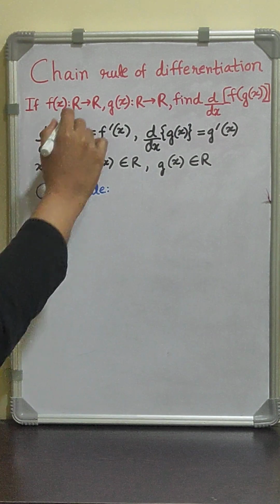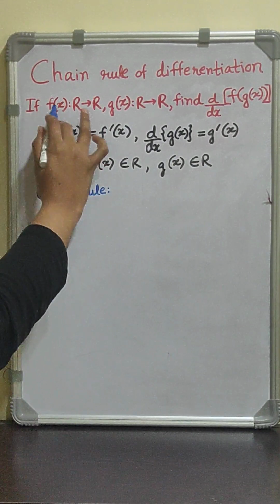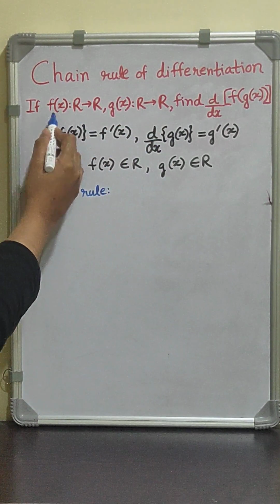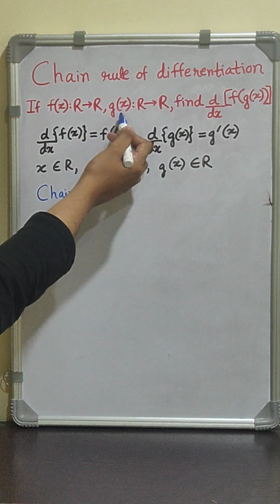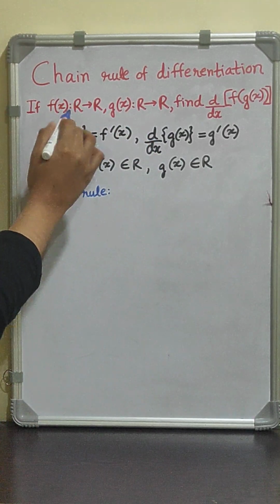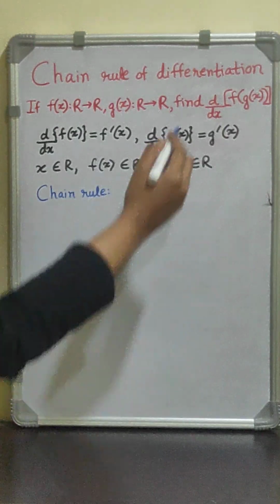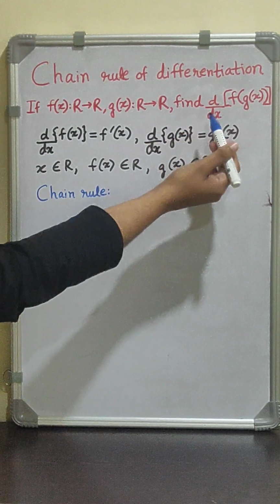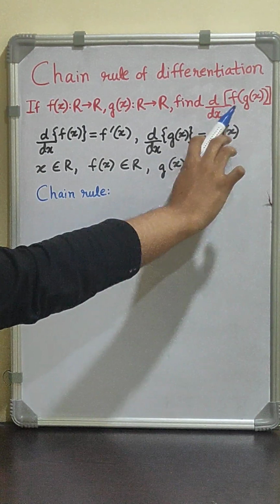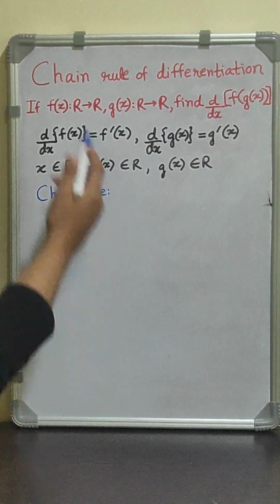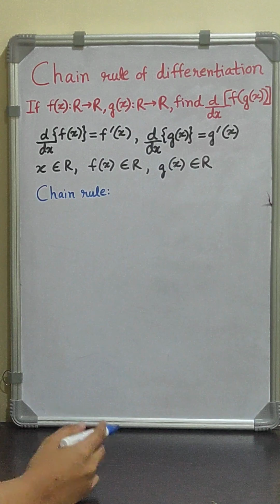Calculus. So if I define two real valued functions, f of x and g of x, such that their domains and codomains are the set of real numbers, then I would like to find the first derivative of f of g of x. That comes from the chain rule.